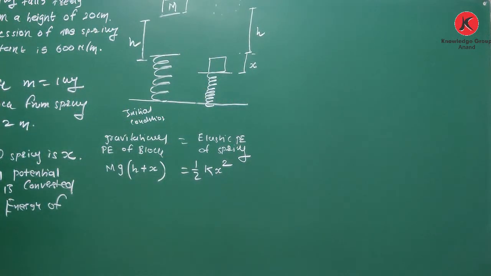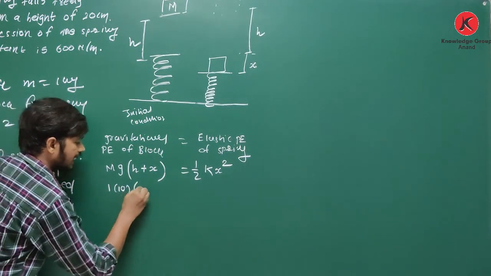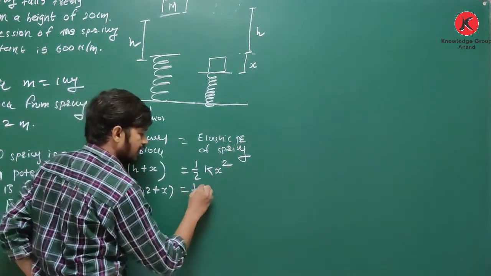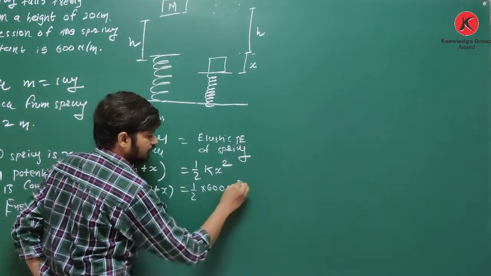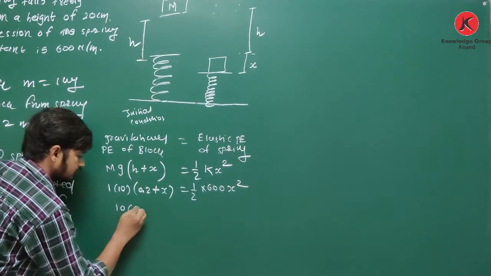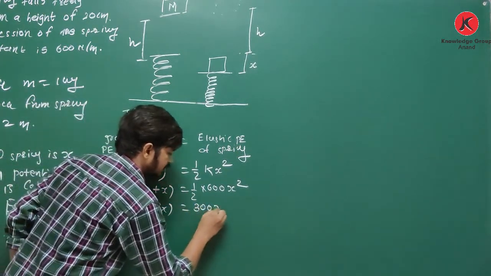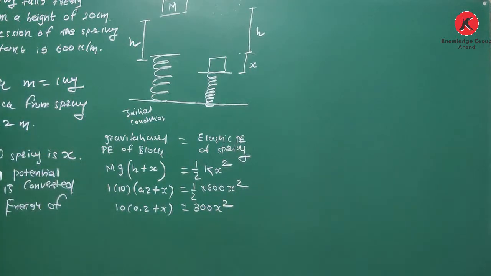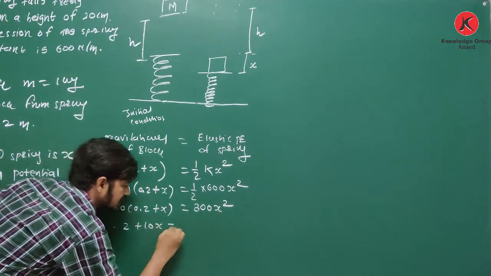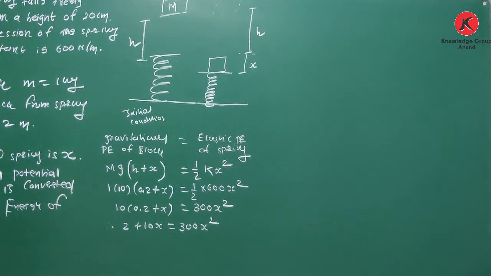Now you have to put the values. Mass of block is 1, g you take as 10, h is given as 0.2, plus x, is equal to half, k is 600, and here it is x squared. So here it is 10 times (0.2 plus x) equals 300 x squared. Therefore 10 into 0.2 is 2, plus 10x is equal to 300 x squared.